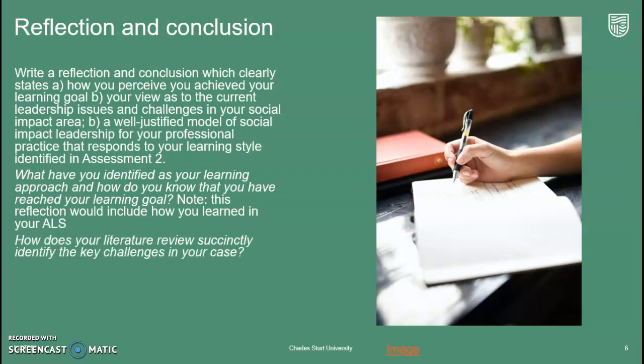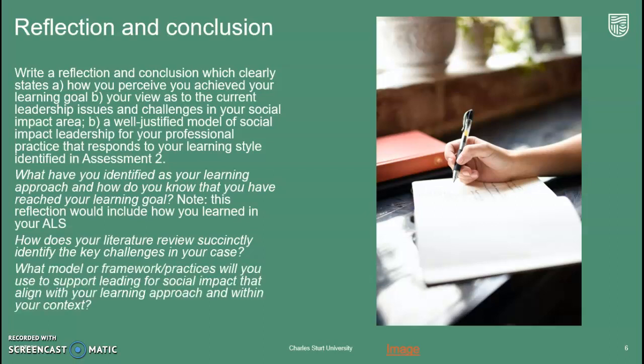How does your literature review succinctly identify the key challenges in your case? So that's your view as to the current leadership issues and challenges in your social impact area. So this is a conclusion of your findings. What model or framework practices will you use to support leading for social impact that align with your learning approach and within your own organisational context or work or practice?